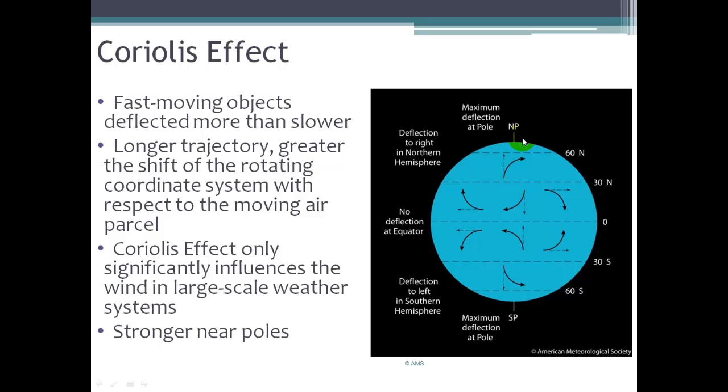The Coriolis effect is strongest up at the poles. That's where its maximum deflection is going to exist. And it's weakest at the equator. And then when we come into the southern hemisphere, the deflection is to the left. So if the wind wants to blow poleward to the south here in the southern hemisphere, the Coriolis effect deflects it to the left relative to the wind direction. And similar for all these different situations. So the faster moving objects are going to be deflected more than slower ones. And the longer the trajectory, the greater the shift of the Coriolis effect.